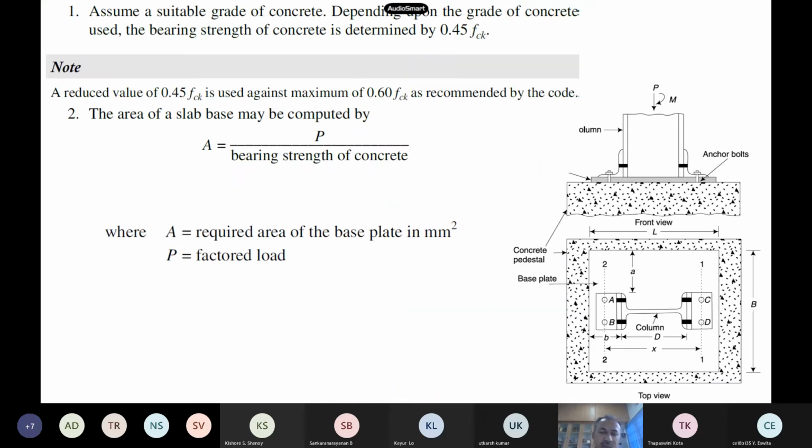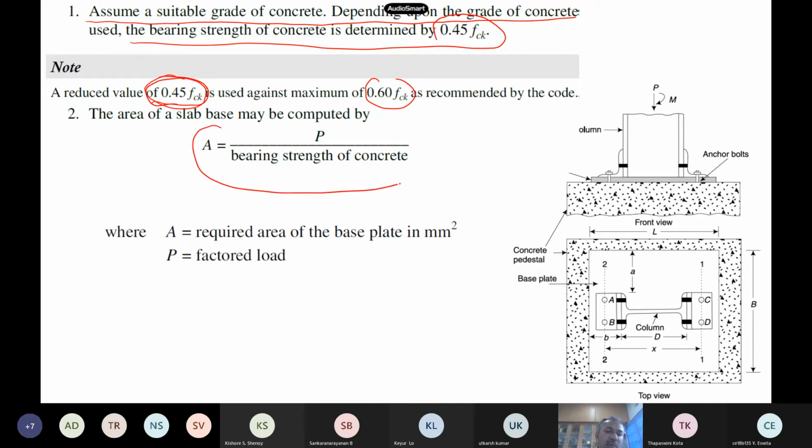So the design steps are very simple. The base plate, we are just designing a plate. Now you assume a suitable grade of concrete. Anyway, M20 or M15 or M40, some concrete will be there. Now we take the bearing strength of concrete as 0.45 times fck. This is what the code recommends. Of course, the maximum is 0.6, but the code recommends 0.45 times fck. fck is the bearing strength of the concrete.